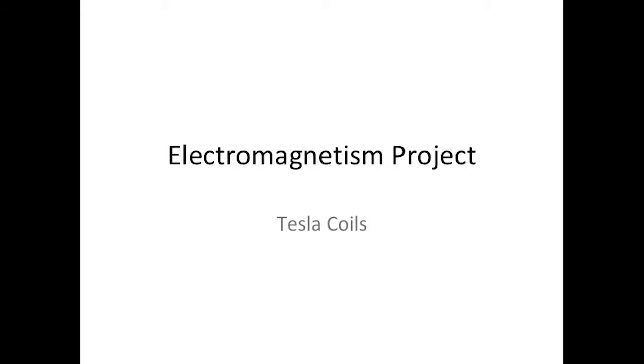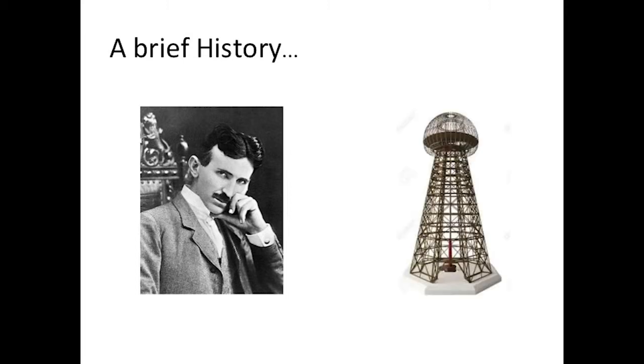Tesla coils are regarded as one of Nikola Tesla's notable inventions. The first Tesla coil was invented in 1891, in hopes of providing the world with wireless electricity and communication. Tesla was able to build the magnifying transmitter, a very massive version of a Tesla coil.